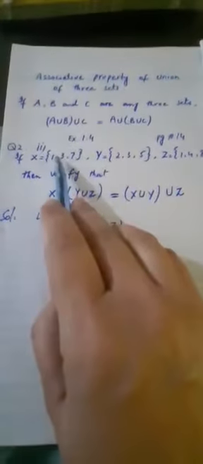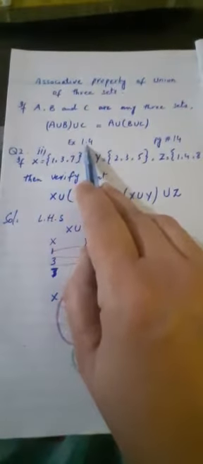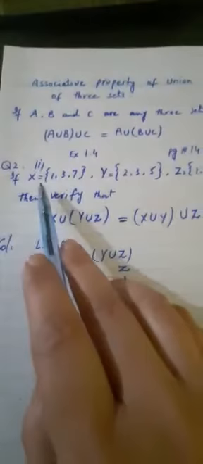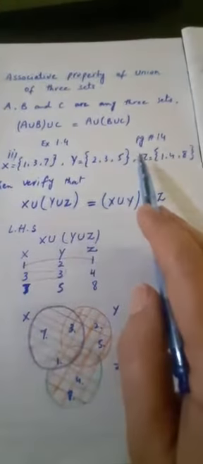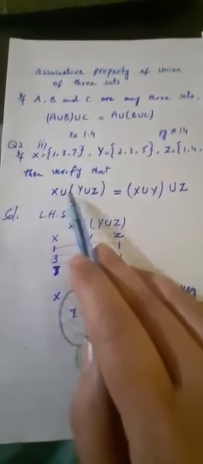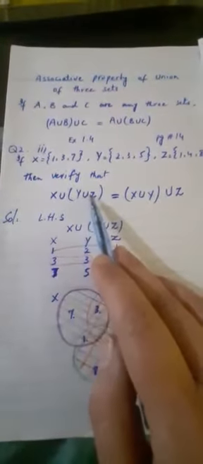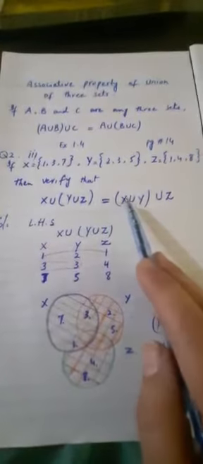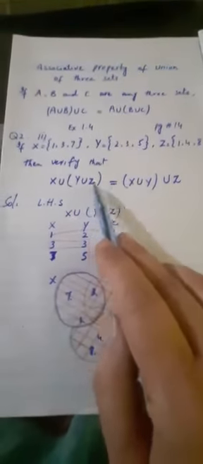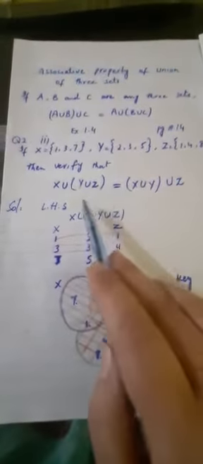Now we will solve a question from exercise 1.4, question number 2, part number 2, page number 14. We are given sets X, Y and Z, and we have to verify that X union (Y union Z) is equal to (X union Y) union Z. Now students, you can see that every property has a left hand side and a right hand side. So we will first solve the left hand side.